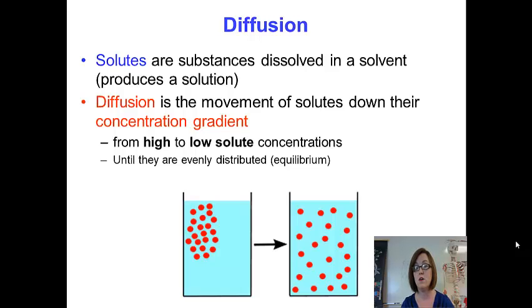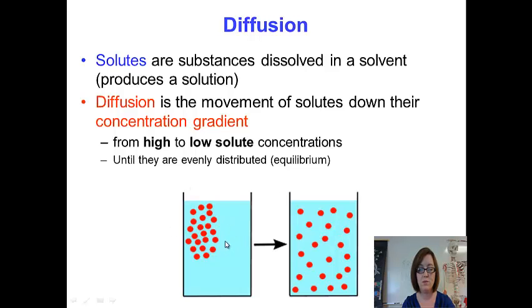So to understand diffusion, I want to remind you about some other terms, like solutes. Solutes are substances dissolved in a solvent. A solvent is the thing that does the dissolving. And when solutes dissolve in a solvent, we end up with a solution. Diffusion is the movement of solutes down their concentration gradient. It's when the solutes move from an area of high concentration to an area of low concentration.